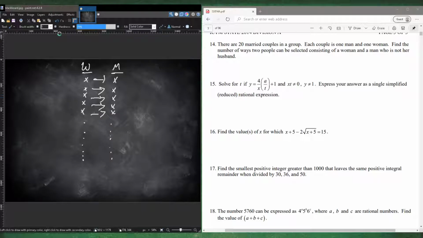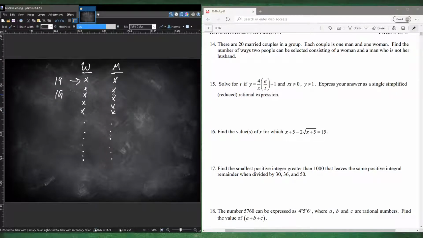Okay, makes sense? So what we could say is if we choose the first woman, how many possibilities does this first woman have? Well, she can't choose her husband, and there's 20 of each of them. That means if this one doesn't work, the other 19 work. So for the first woman, we have 19. Now the second one. The second woman cannot choose her husband, but she could choose the first man, the third, the fourth, the fifth, etc. So there's 20 of them, and she can't choose her husband, so that's also 19.